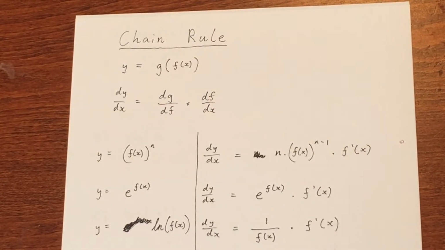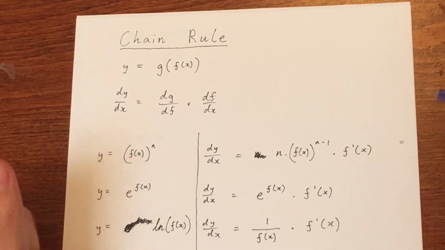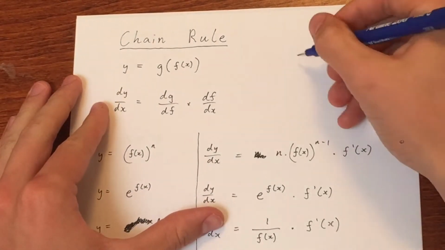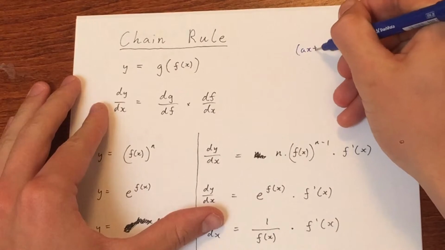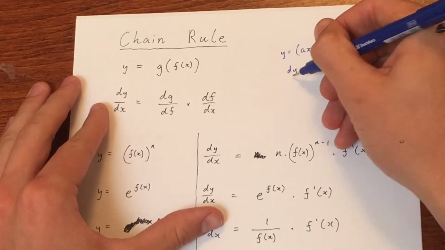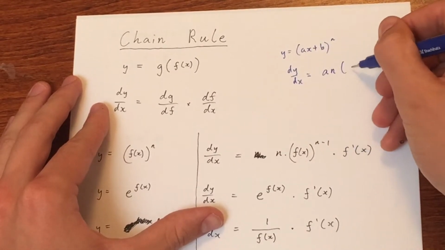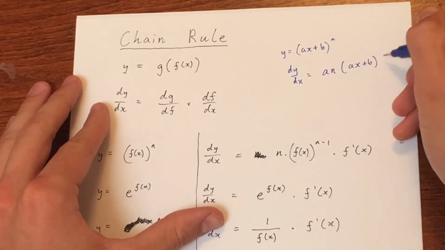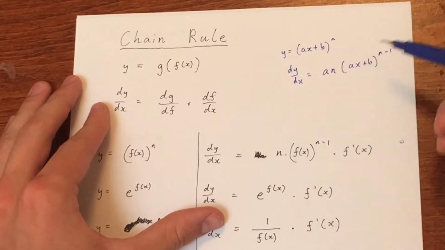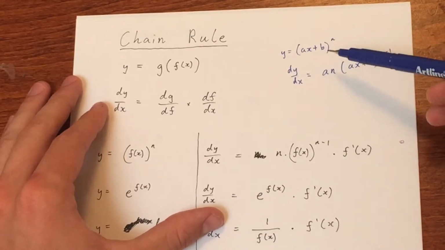Hi guys, in this video I just wanted to offer some further clarification on the chain rule and how to use it. So when you were originally taught the chain rule, you might have been taught it something like this. If you've got y equals (ax plus b) to the power of n, then the derivative of that is going to be a times n times (ax plus b) to the power of n minus 1, which is correct, but that is only one application of the chain rule in a very specific instance.